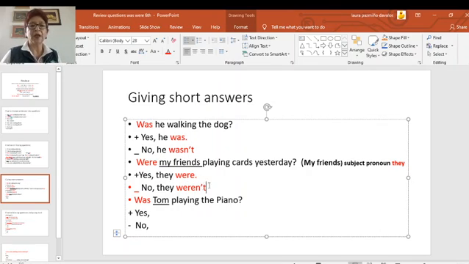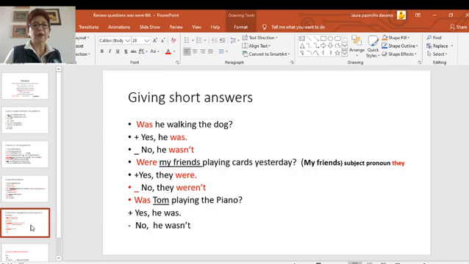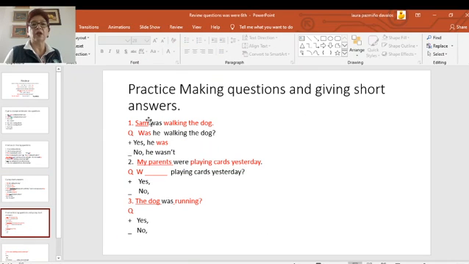See? Okay. Was Tom playing the piano? Give me the answer. Instead of Tom, let's change the noun Tom into a subject pronoun. Instead of Tom, he, right? Yes, he. Short answer, he goes with was. Period. Negative, no, he wasn't. That's it. You see? Easy. Okay, practice making questions and giving short answers.